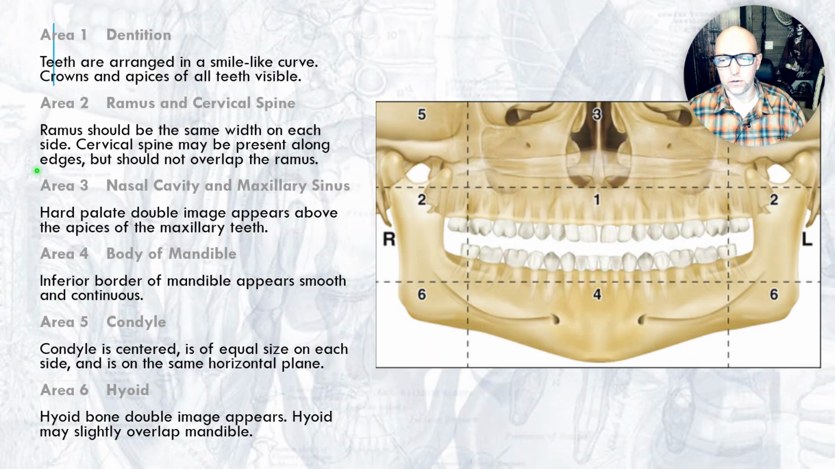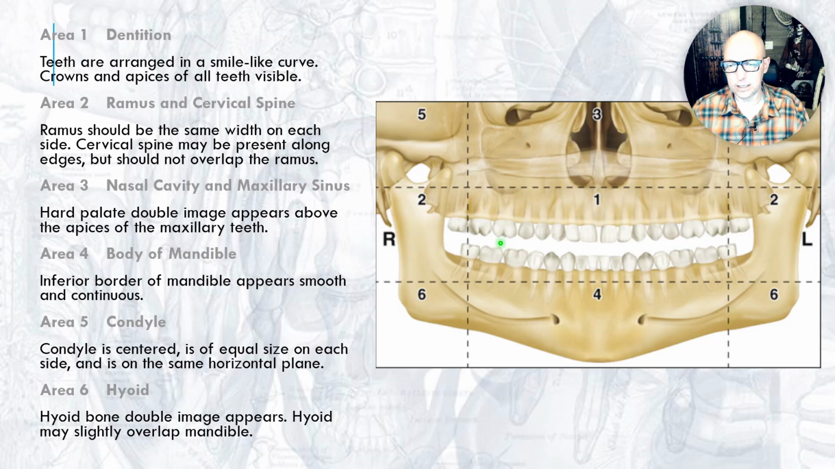This is a quick overview of how to analyze your panoramic radiograph to see if the proper things are included. You should see the temporomandibular joints up in this area labeled 5. You should see the whole inferior border of the mandible, the rami. You should see some of the inferior border of the orbits, nasal cavity, and sinuses up here in segment 3.